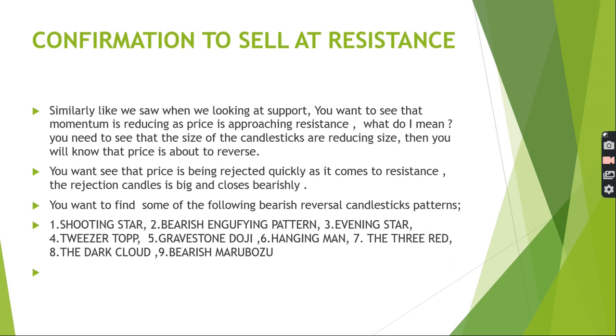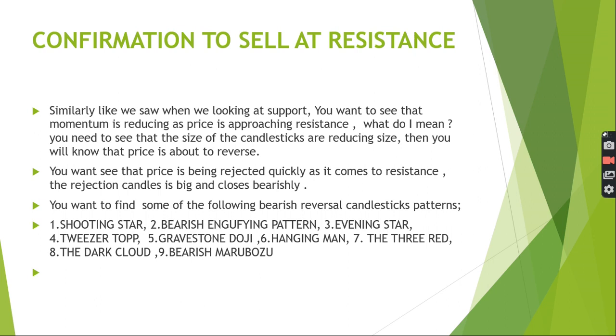So what other candlestick patterns are you supposed to look for at resistance? You want to find bearish reversal patterns, just the opposite of what we talked about earlier. You want to find a shooting star, the bearish engulfing pattern, an evening star, tweezer top, gravestone doji, hanging man, the three black crows, and the dark cloud. These are most important. There are a lot of candlesticks out there, but if you can master these and know what they mean, it'll be very easy for you to take these trades.